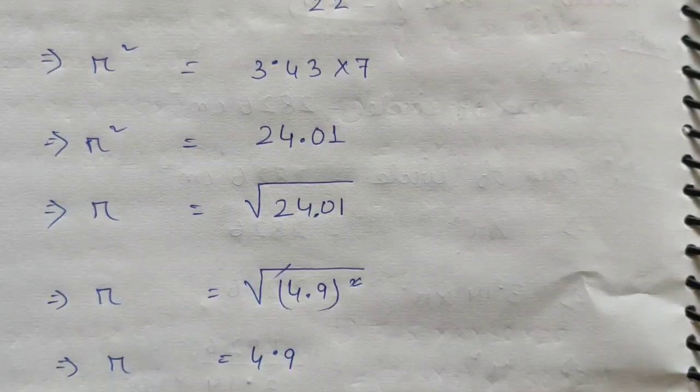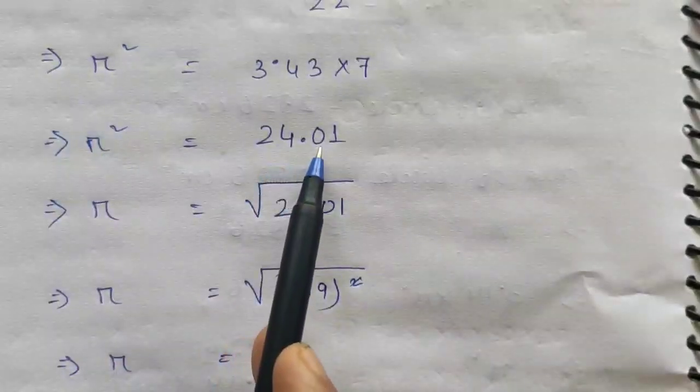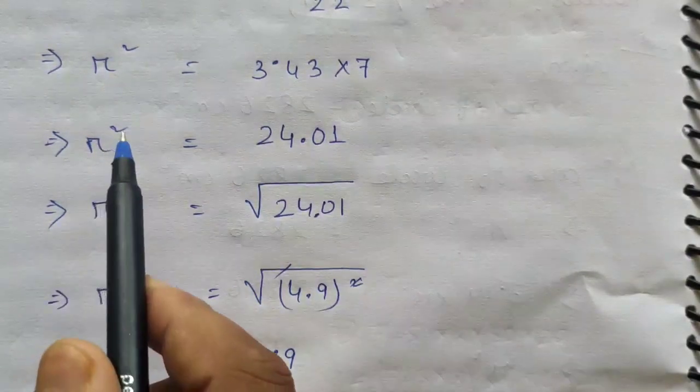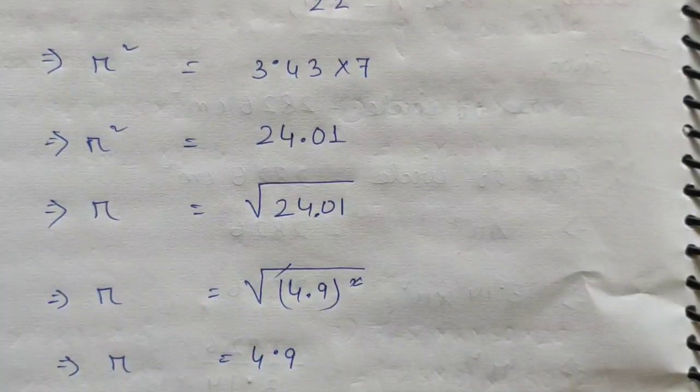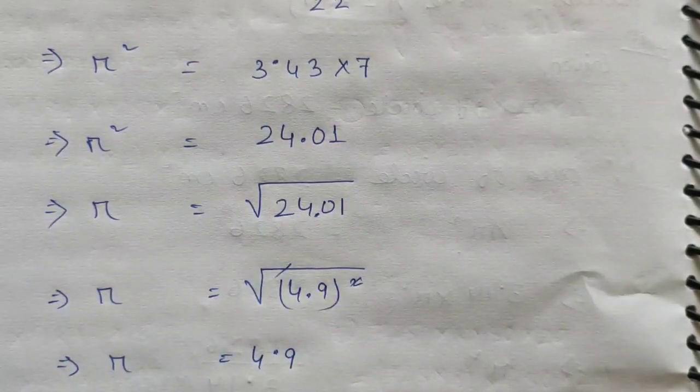After that, look here, our equation is r square equals 24.01, right? When we change the side, if it was minus, it becomes plus. When multiplied, it becomes divide. When divided, it becomes multiplied. When plus, it becomes minus. Now if there is a square, when we change the side, it becomes root. That is square root, like this. Clear? Okay.